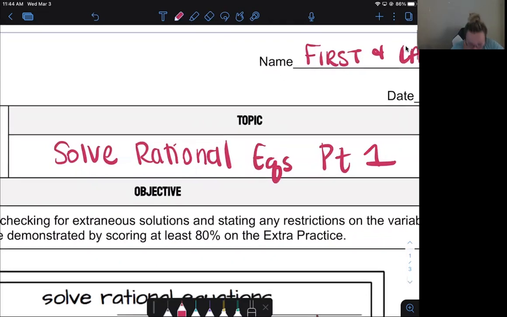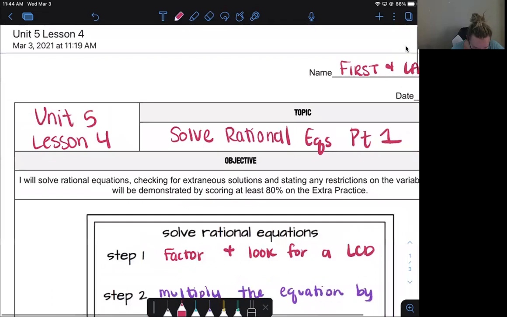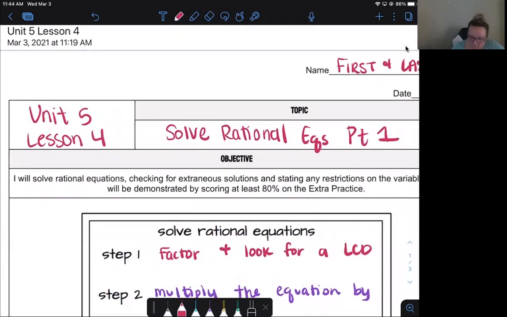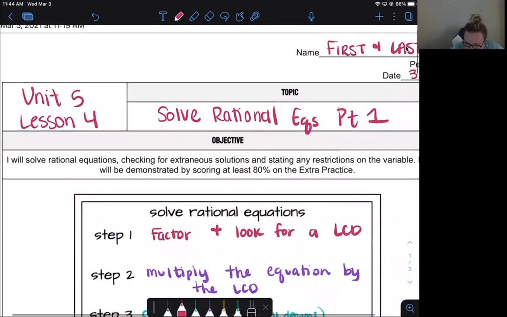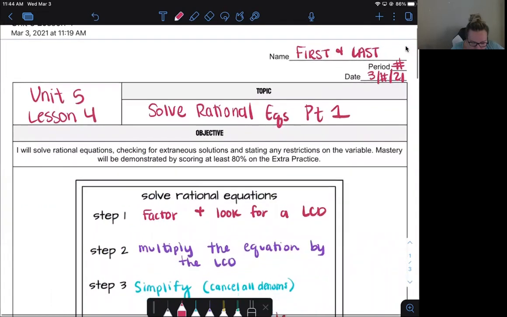These aren't functions. Okay, so I will solve rational equations, checking for extraneous solutions and stating any restrictions on the variable. Mastery will be demonstrated by scoring at least 80% on the extra practice.